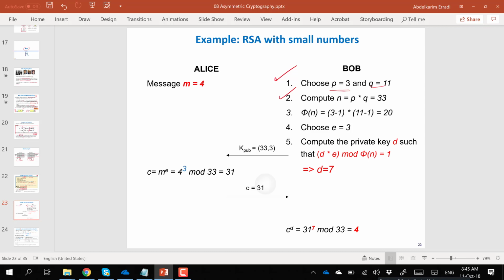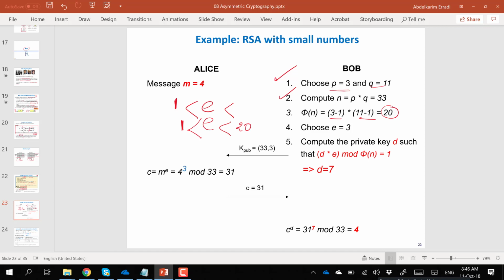In this case, E must be between 1 and phi n. What is phi n? It is P minus 1 times Q minus 1. In this case it is 20, which means E must be between 1 and 20, and it is an odd number. So it should be greater than 1, so 1 is out of the picture.